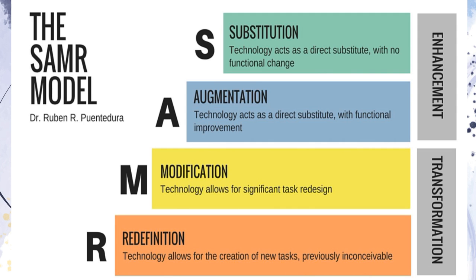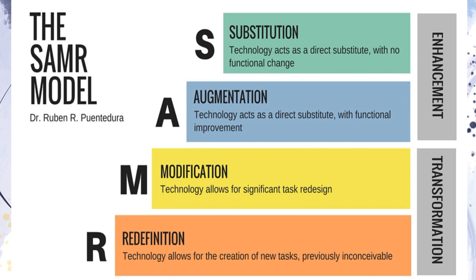Modification is using technology to significantly redesign a task, so changing the majority of the original assignment to use an app or creating something using technology instead of writing a paper, for example. And finally, redefinition, which allows for technology to be used for the creation of a completely new task that was previously inconceivable, such as a virtual field trip to a story character's hometown. Using AR and VR in the classroom can lead us into this transformation end of the spectrum on this model.